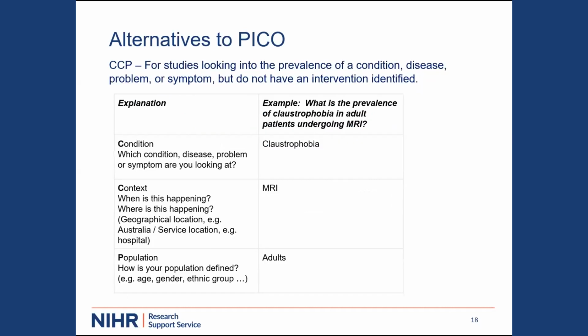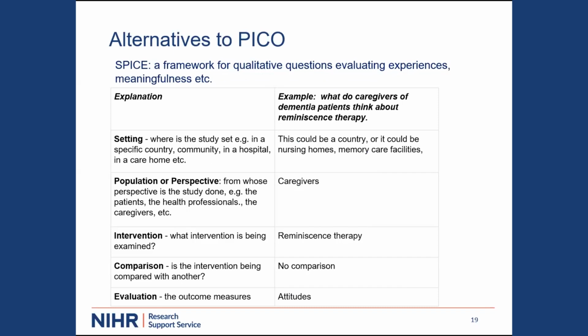There is a CCP, so this is a study which will be looking at the prevalence of a condition or a disease problem, but you don't actually have to have an intervention defined or identified at that point. So it's all about setting out the condition, what the context is, and what the population is you might do the work in. And then the final one I've got here is SPICE, which is a framework for using qualitative questions and evaluating experiences and meaningfulness. And they are 3 fairly well-known ones that are used when PICO is not relevant.